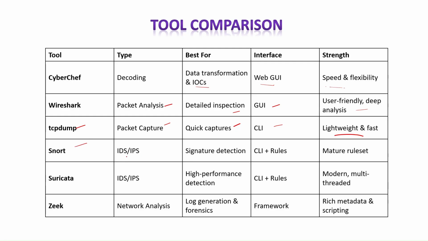Snort is an intrusion detection and prevention system. It is best for signature-based detection. Interface is both CLI plus rules and its strength is that it has a mature rule set. Suricata is again an intrusion detection and prevention system. It is best for high-performance detection. Interface is CLI plus rules and its strength is the modern multi-threaded architecture. And Zeek is for network analysis and it is best for log generation and forensics. Interface is a framework and its strength is rich metadata and scripting.